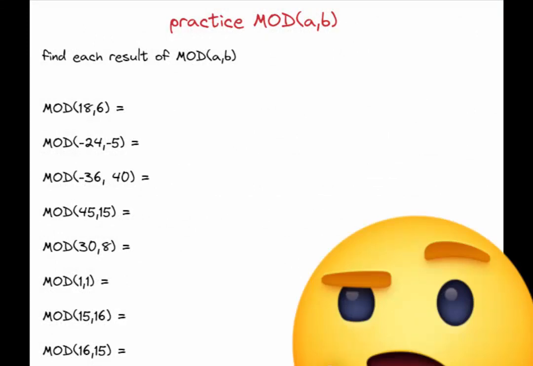Now, given each input a and b on the modulo function, get the right output and mark the rule that has been applied. Remember that there are 5 rules that we already discussed.